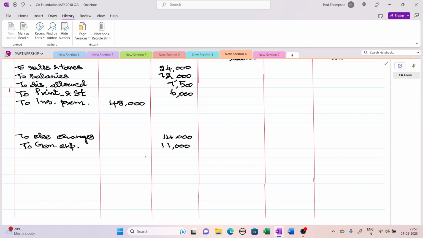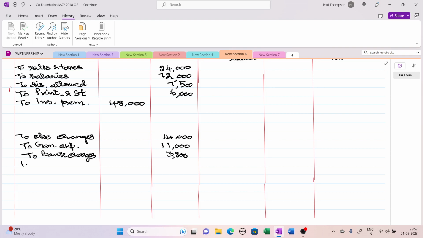Next item is bank charges, 3,800. To bank charges, 3,800. Next item is bad debt.